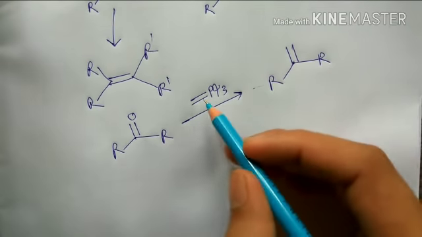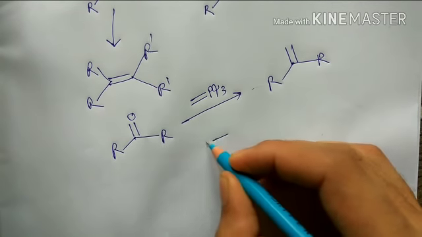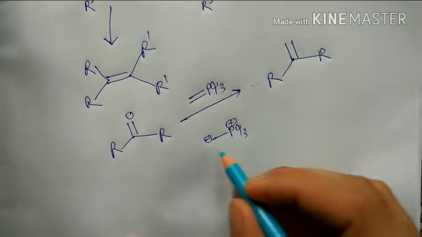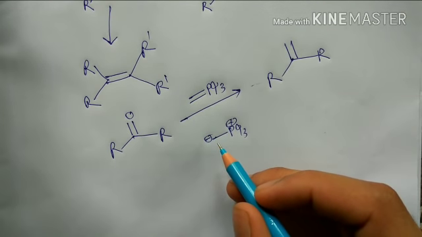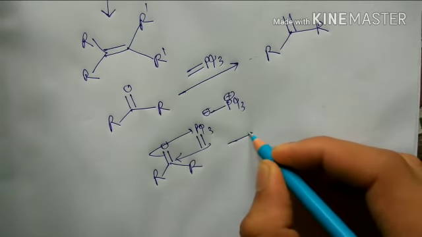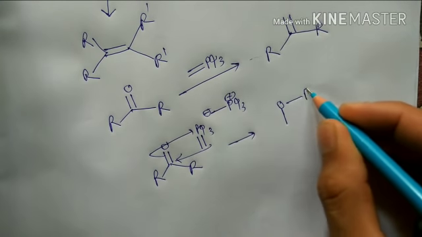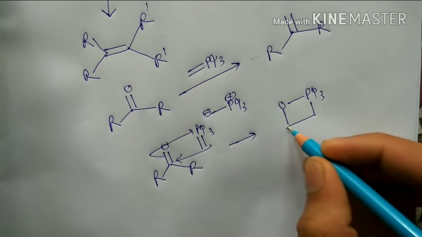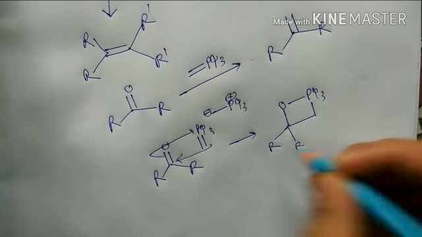Okay, now what is the mechanism? This ylide you can also represent like this. You can represent this phosphorus ylide by this separation of charge, negative charge on carbon and positive charge on phosphorus. And the reaction is basically a 2+2 cycloaddition reaction. So you can write the mechanism like this. This 2+2 cycloaddition will first occur, and you will have this intermediate which is called oxaphosphetane.